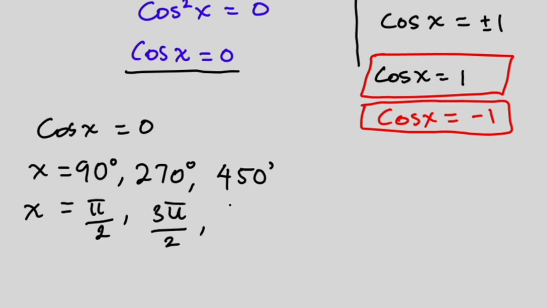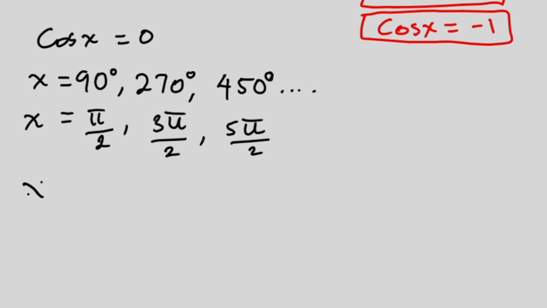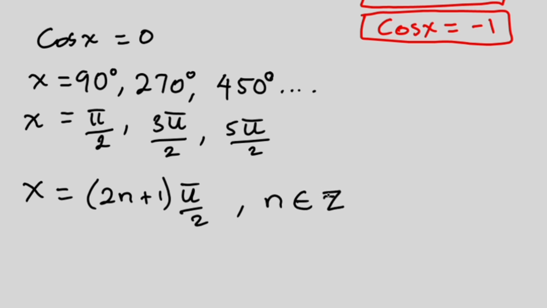Then 450 degrees in radian is 5 pi over 2. This keeps on going, right? So it means that we cannot find the definite solution for x. So let's write a general solution for this one. To get the general solution, we're going to multiply the minimum value here, which is pi over 2, by a certain odd number. So let's write the odd number as 2n plus 1 multiplied by the first answer to the problem, which is pi over 2, where n is an integer, right? It's very important. Yes, n is an integer.